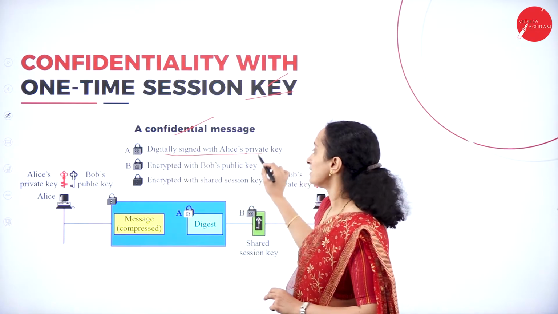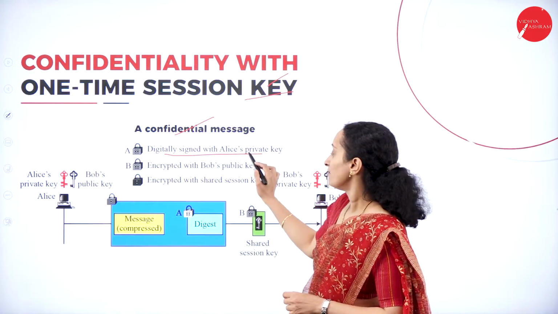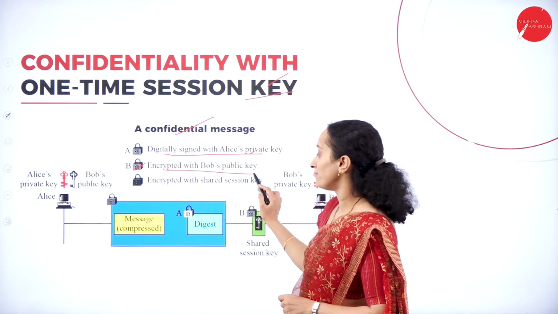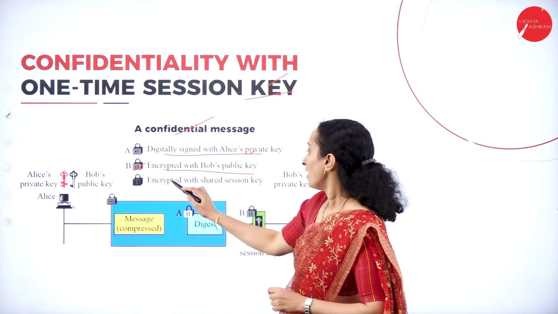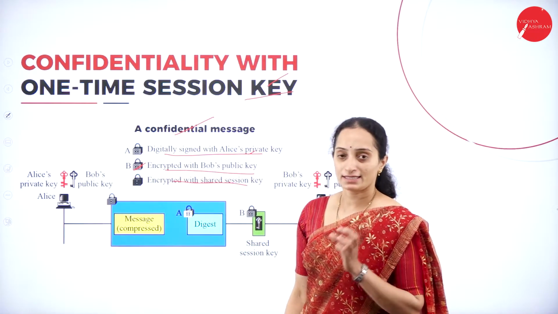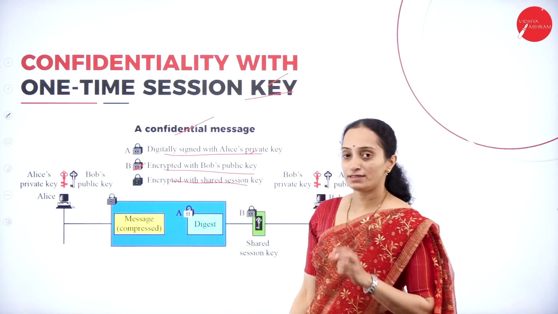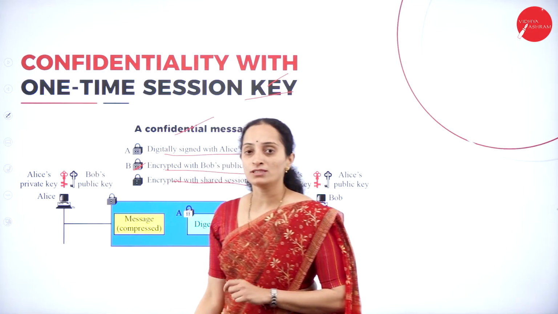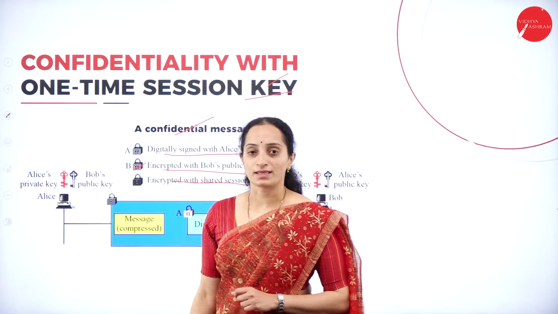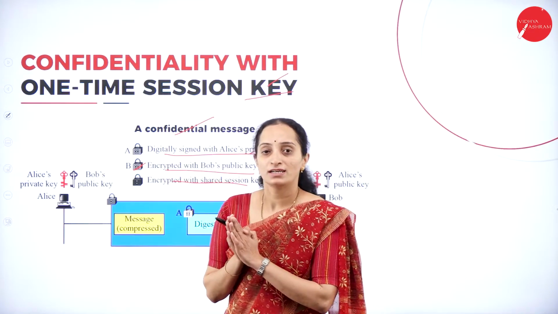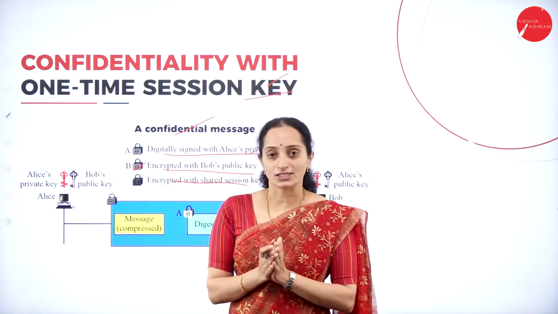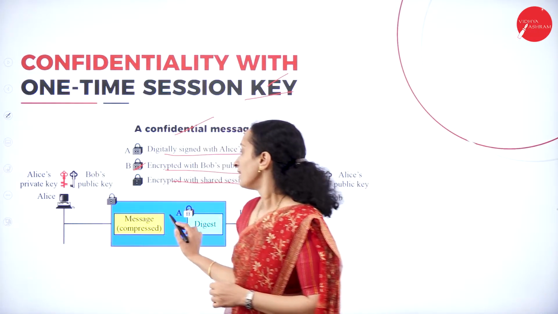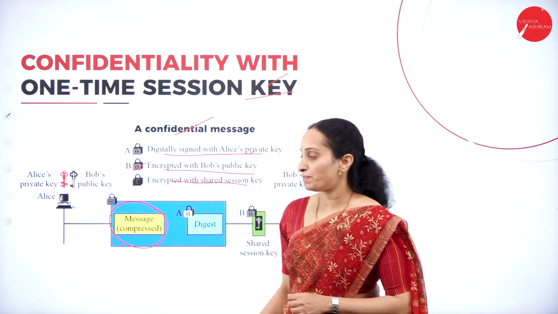She uses a digitally signed message digest with her private key, and we have another one encrypted with Bob's public key. Along with that, there will be a session key. So Alice's private key and Bob's public key are used to create a message digest along with the session key. Each message will have a unique session key. It is sent along with the compressed message.